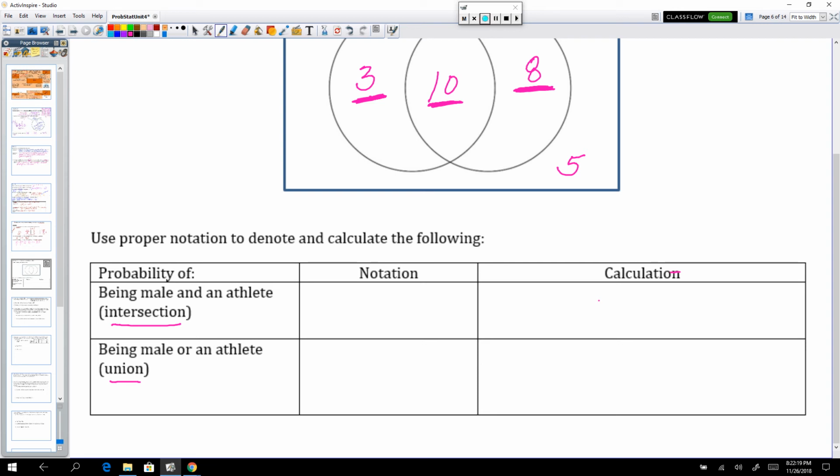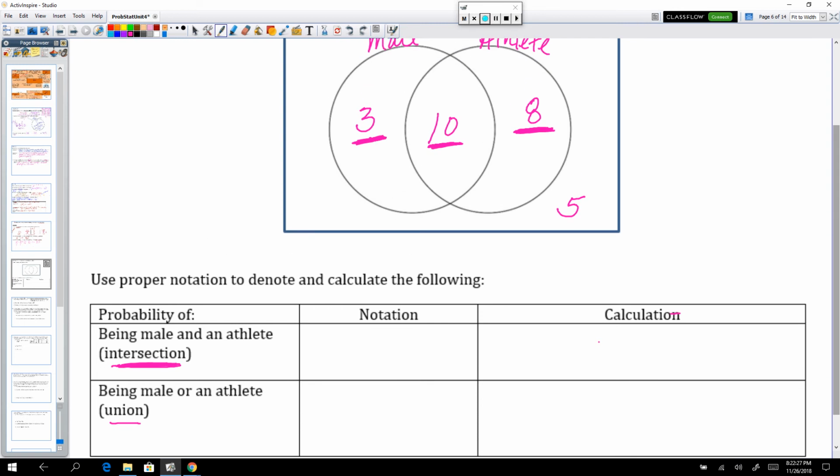Now, an example of intersection is being a male and an athlete. That's an intersection, which is super easy to understand looking at a Venn diagram. Male and athlete is where the circles intersect, right? Being male and an athlete is considered an intersection, and it's where they meet. The notation for that is the probability of being a male and an athlete.